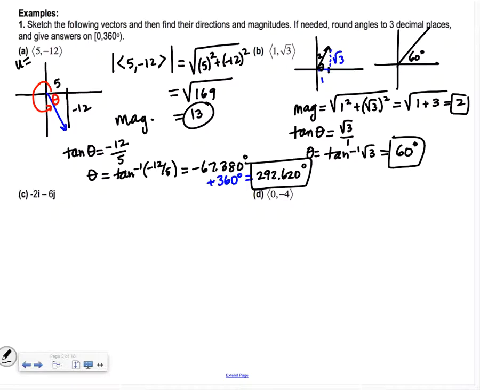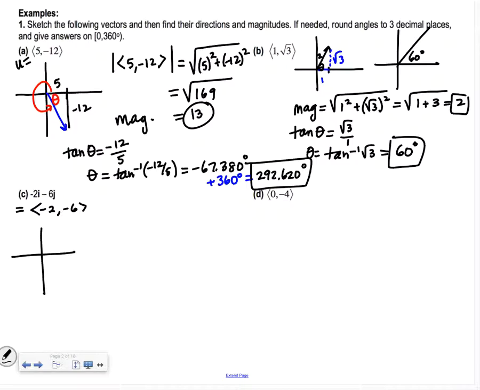Okay, this one looks different, doesn't it? Does that bother you that it looks different? That's what I was saying. I didn't like it when I was in school. I hated when it had i's and j's. I'm like, just give it to me in vector form, component form. All right, so it's going to be negative 2 comma negative 6. That's the same thing. It's exactly the same. If you want to write it that way, just write it that way.